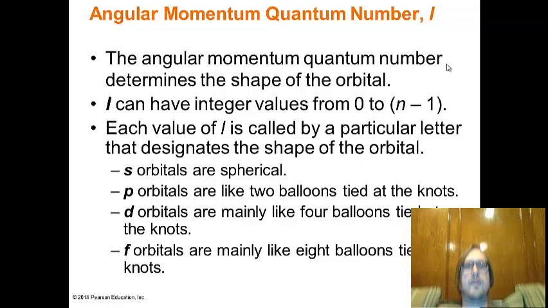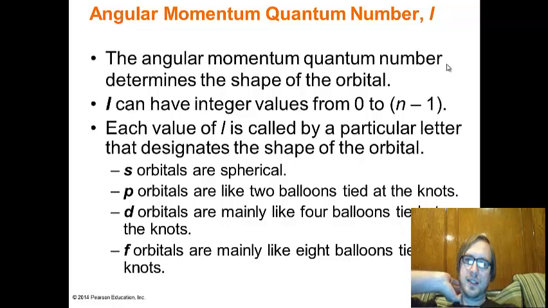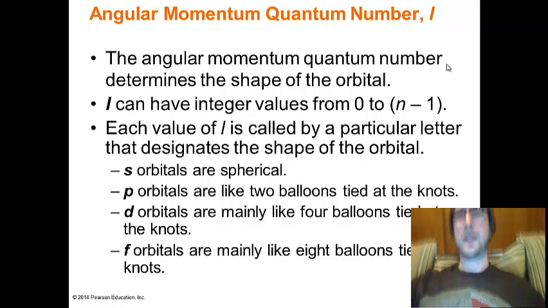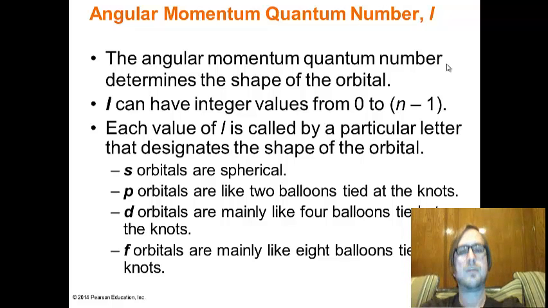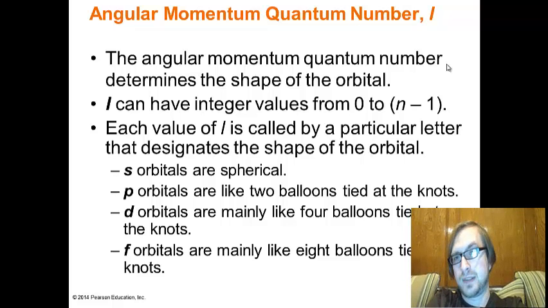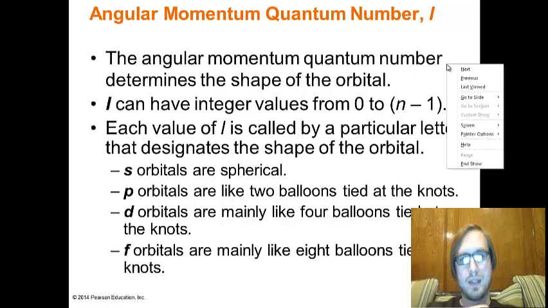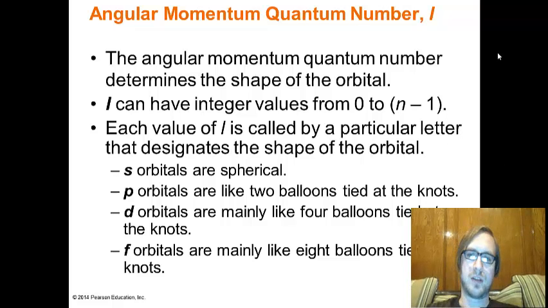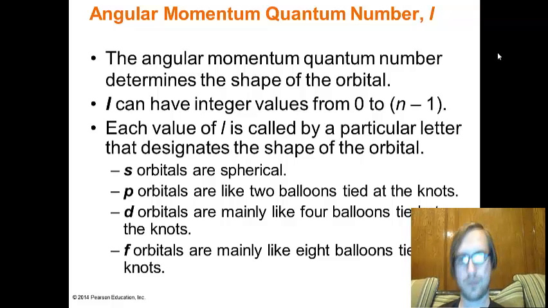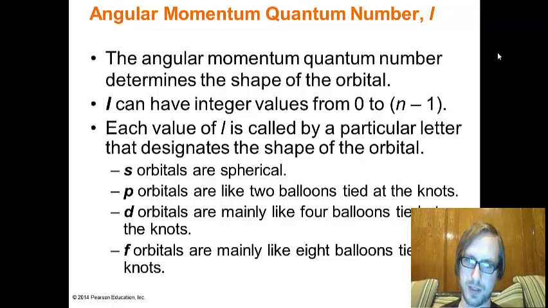So the values of L are accepted anywhere from 0 all the way to n minus 1. Meaning if the quantum number n is 3, then our values of L can be 0, 1, and 2. Each value of L is called by a particular letter that designates the shape of the orbital. So we have different types of orbitals: s orbitals, p orbitals, d orbitals, and f orbitals. And these align with our periodic table.